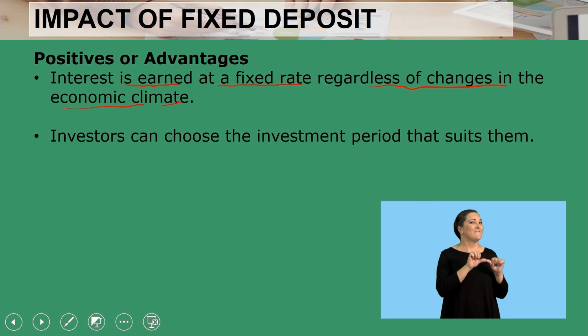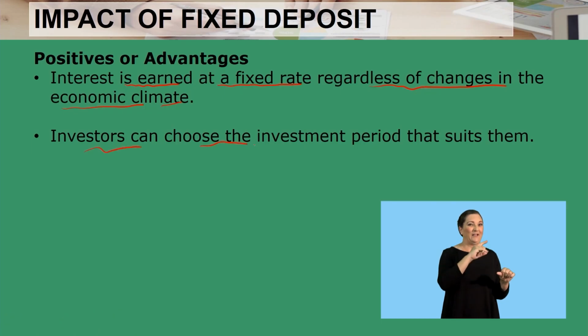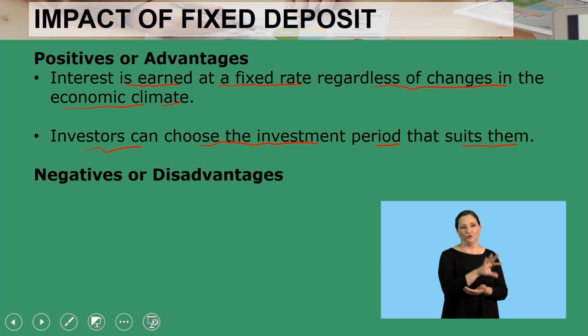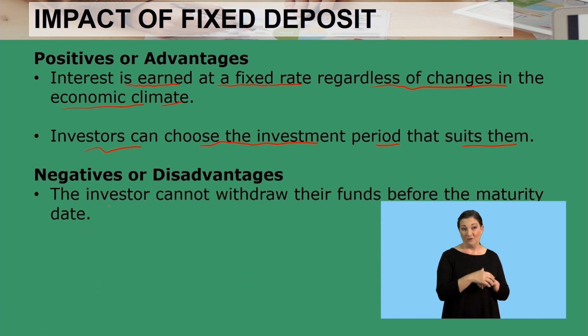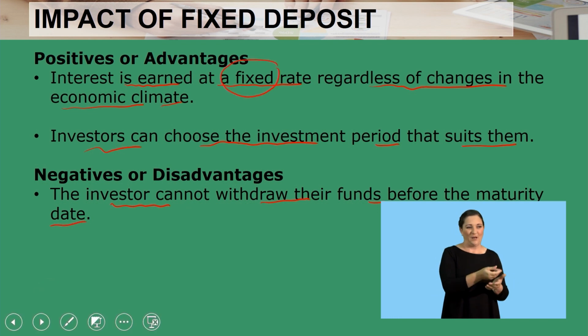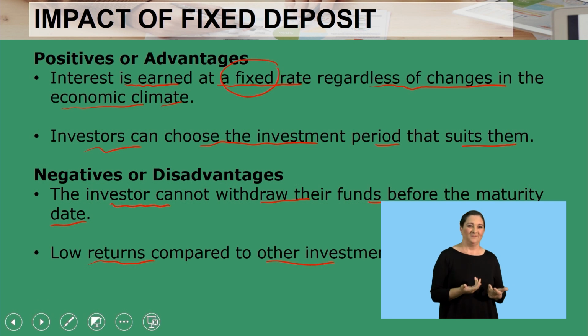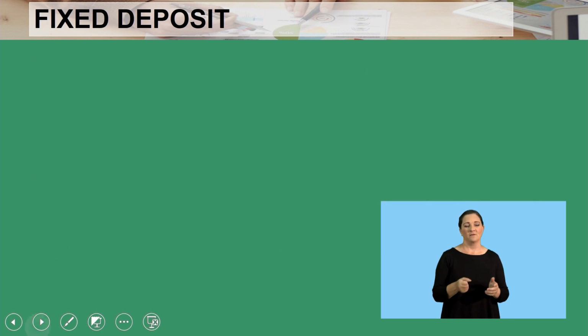Another advantage is that investors can choose the investment period that suits them, allowing them to choose how long they want to invest. The negatives are that the investor cannot withdraw their funds before the maturity date of the investment. Hence, we call it fixed. It does not allow the investor to withdraw. And there are low returns compared to other investments. So that is the impact of your fixed deposit.